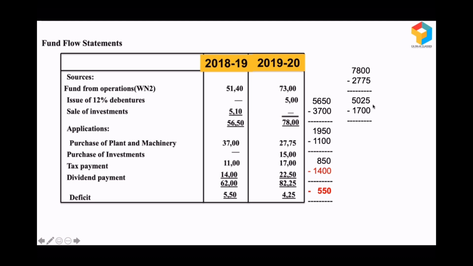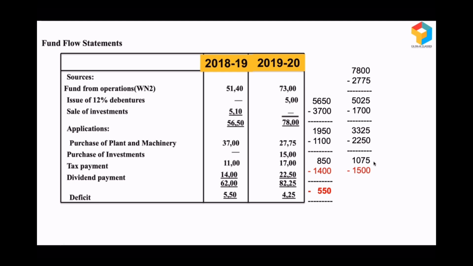From 5,025, taxes paid, what is left over now? 3,325. From that they want to pay dividend. Okay, let them pay 2,250. It means the balance left over is 1,075. At this point they should have put a brake, but what they did, they went and purchased an investment of 1,500 when they are left with funds of only 1,075. This is the grave mistake which they should not have committed.